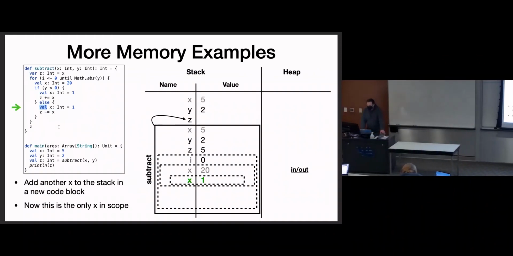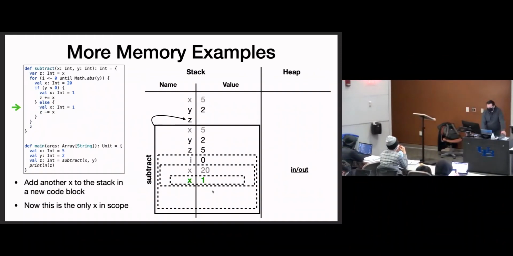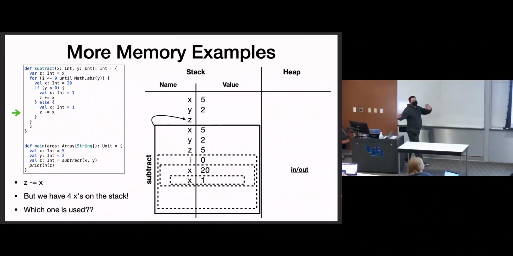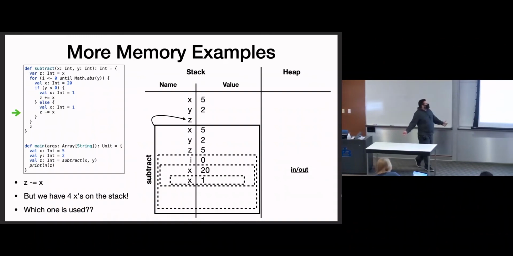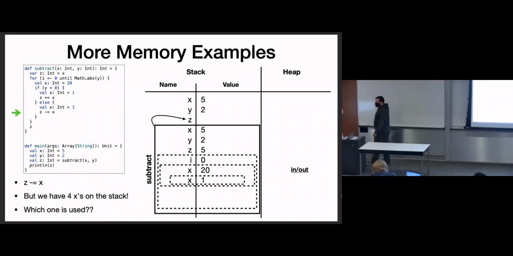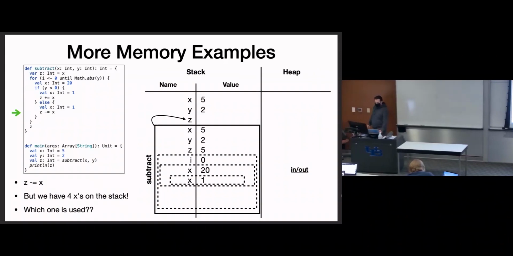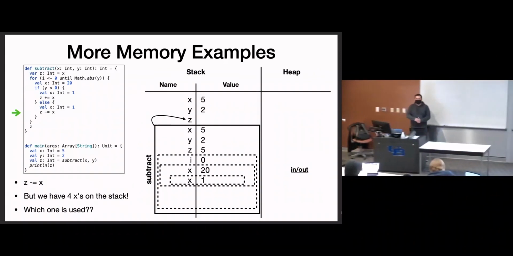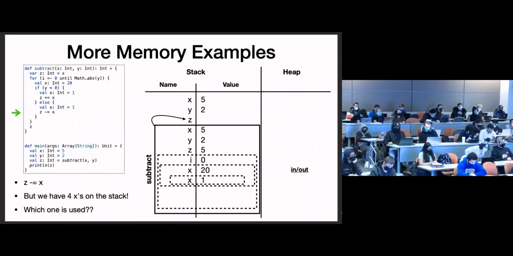So val, put a new x equals 1 on the stack. And now, holy crap, what do we do? This is the big question of this whole example. What do we do when we hit z minus equal x? We got 4 x's and 2 z's on the stack. Which ones are we going to use? The innermost one. Yeah, innermost one. So we look at the bottom of the stack.